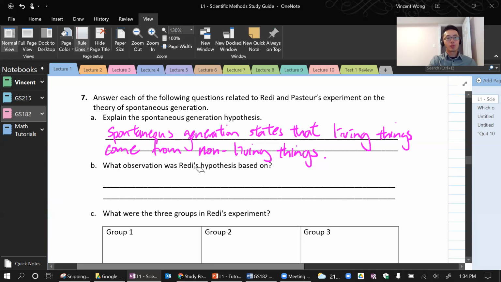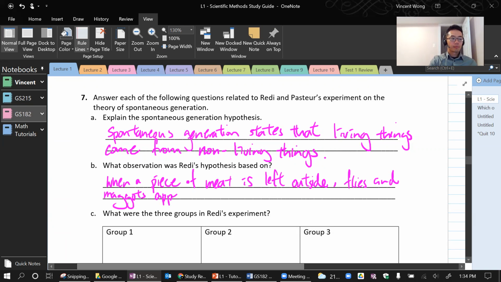So what observation was Redi's hypothesis based on? It is that when a piece of meat is left outside, flies and maggots appear.